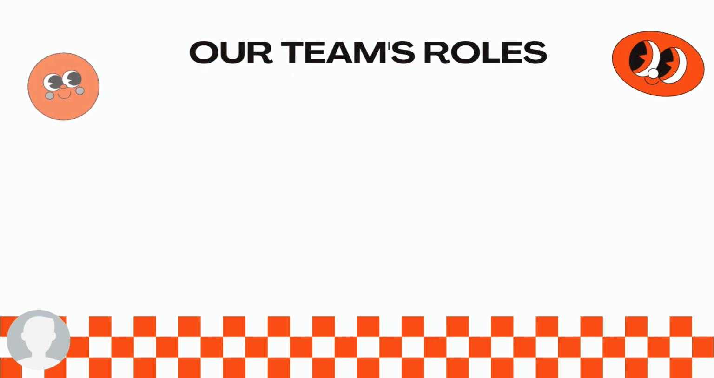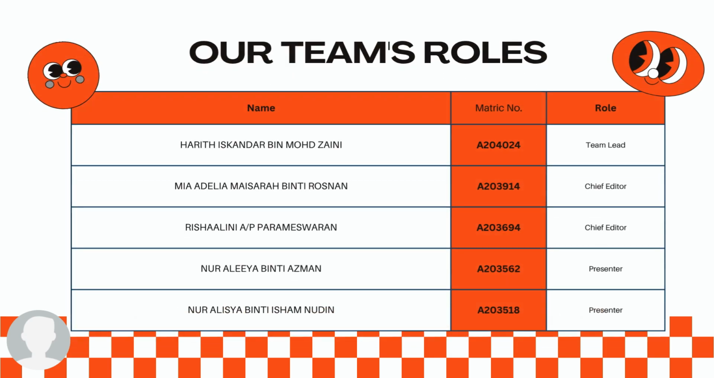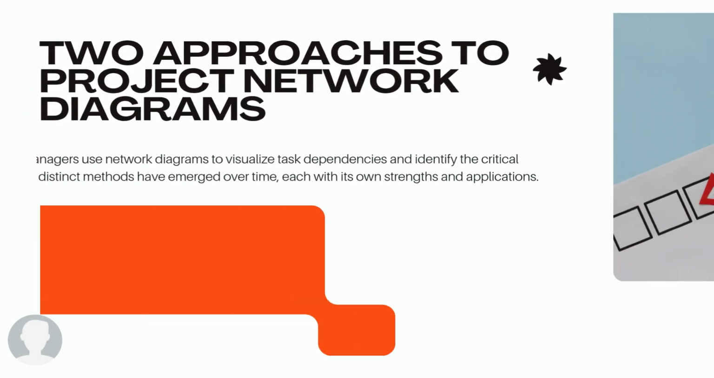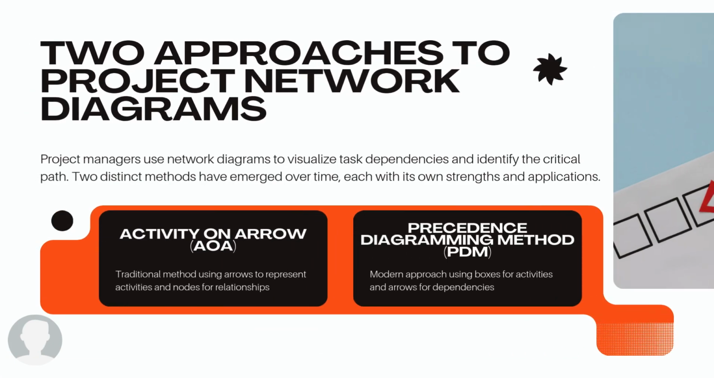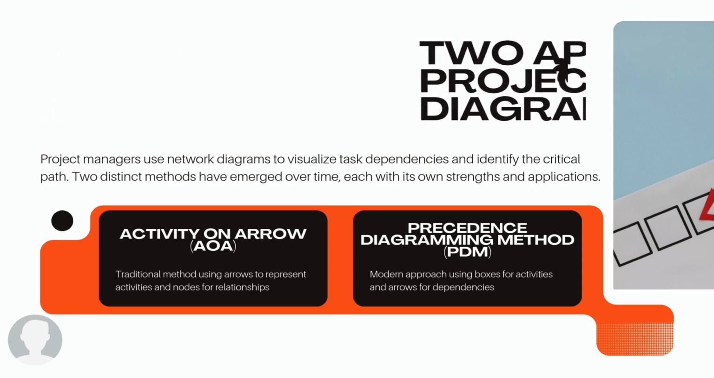My team consists of 5 members and this is their task. So first of all, we are diving into how project managers visualize task dependencies to identify the critical path. There are two distinct methods, which are activity on arrow and also precedence diagramming method.